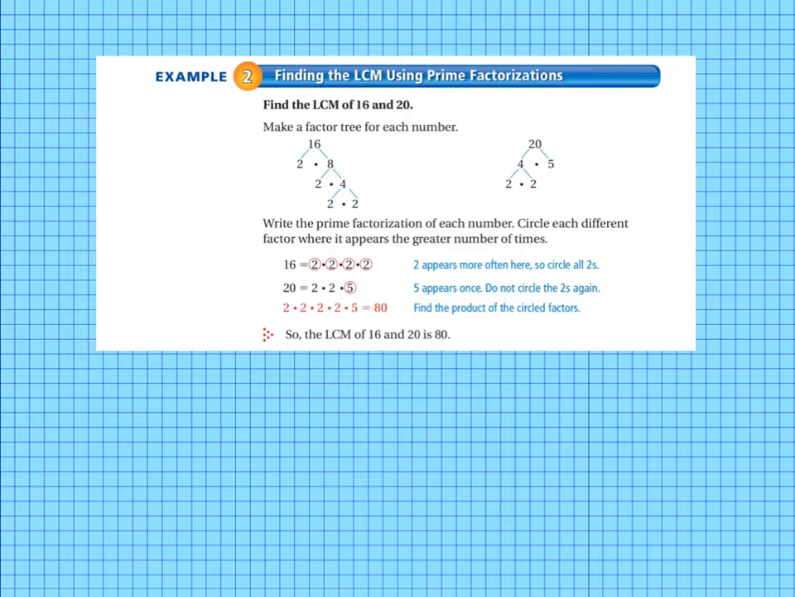So we make our factor trees and we circle our prime factors. So there's a 2 and a 2 and another 2 and another 2 and a 2 and a 2 and a 5. Those are all our prime factors. And we write the prime factorization of each number and we circle each different factor where it appears the greater number of times. So we have 16 equals 2 times 2 times 2 times 2. And we go, okay, we have a factor of 2. Does it appear in the 16 prime factorization the most? Or does it appear in the 20 prime factorization the most? And it appears in the 16 the most.